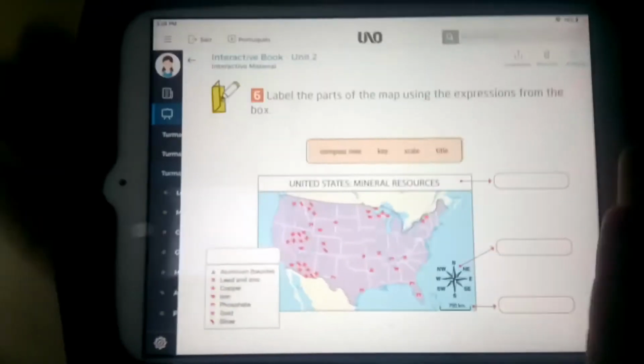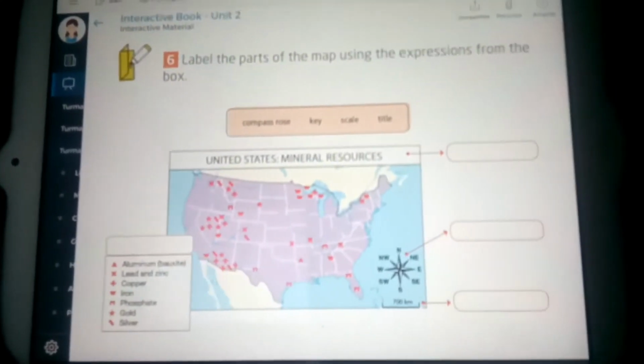What do you need to do? You need to put compass rose, key, scale, and title in each of these places. So, do it. Pause the video to do it. And I will turn on the light. Oh, so much better. Okay, so could you do it? I will show you the answer, but I know you did it right because you're perfect. Come on.